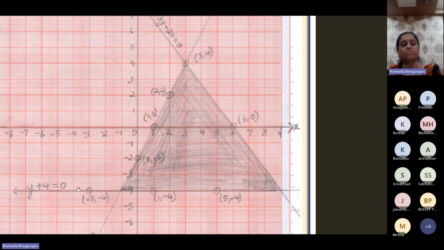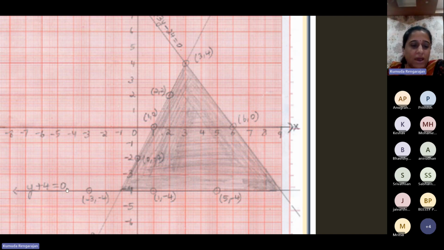And the third line is y plus 4 is equal to 0. Now this line is parallel to the x-axis, so it will not have an x-intercept. It will only have a y-intercept. The third line, y plus 4 is equal to 0, is this one, and you see that it's parallel to the x-axis.